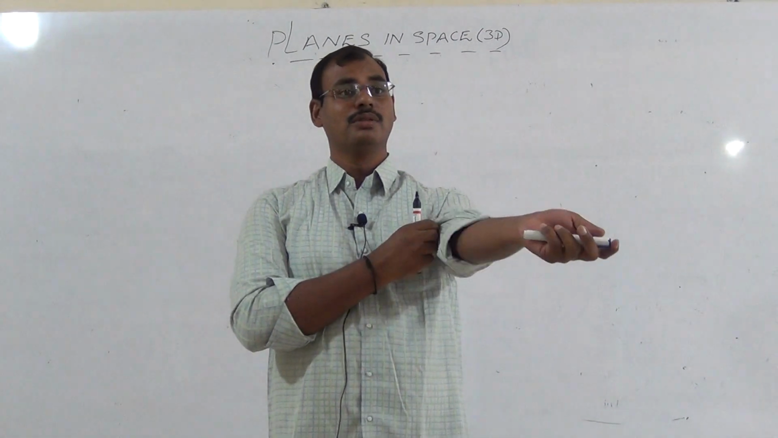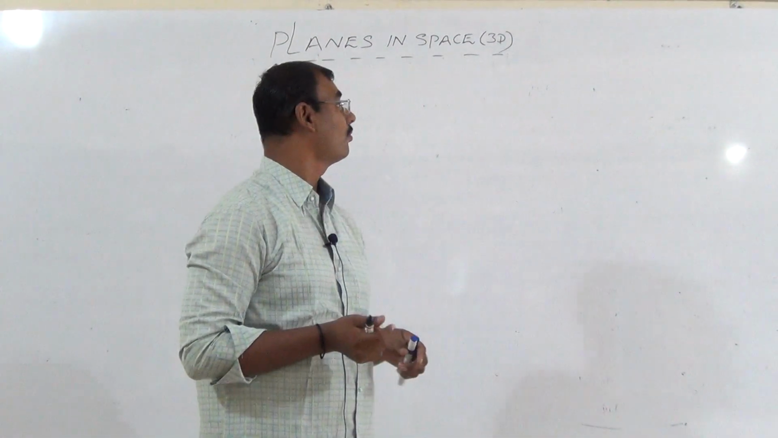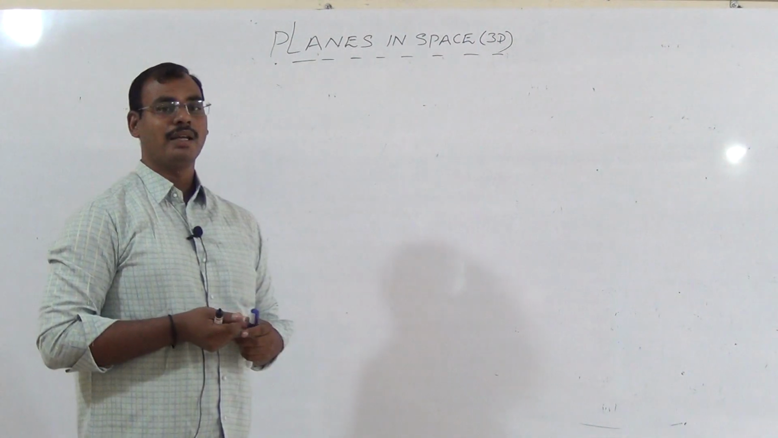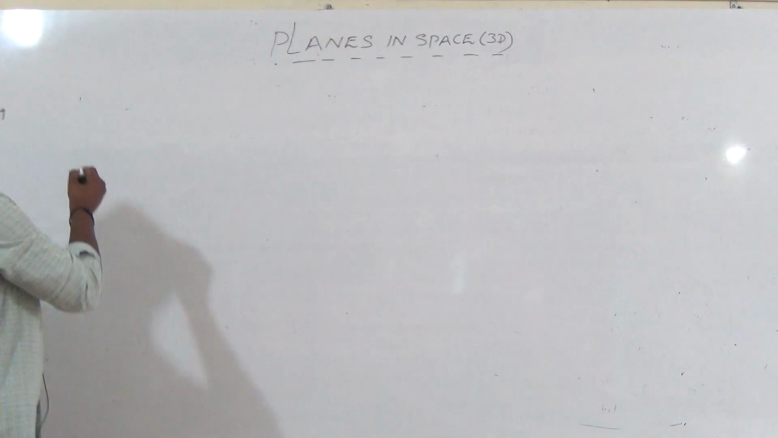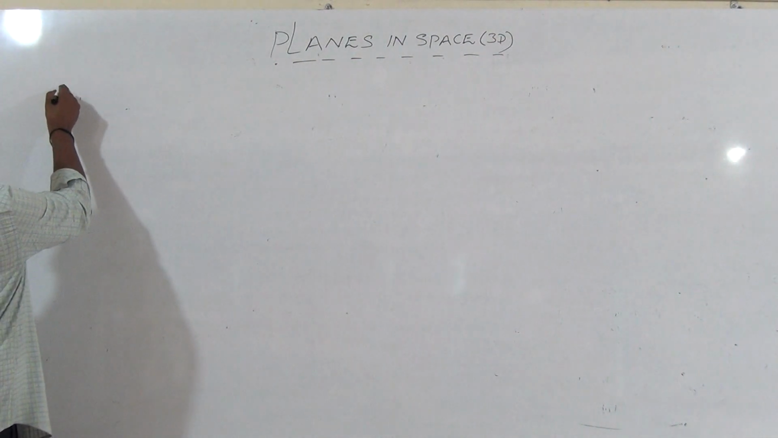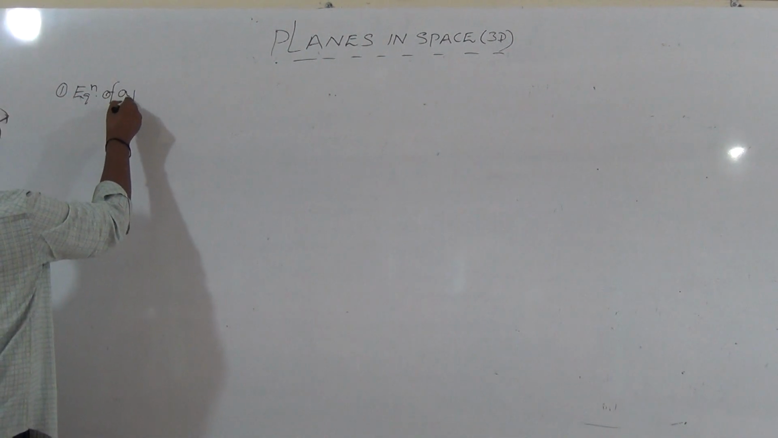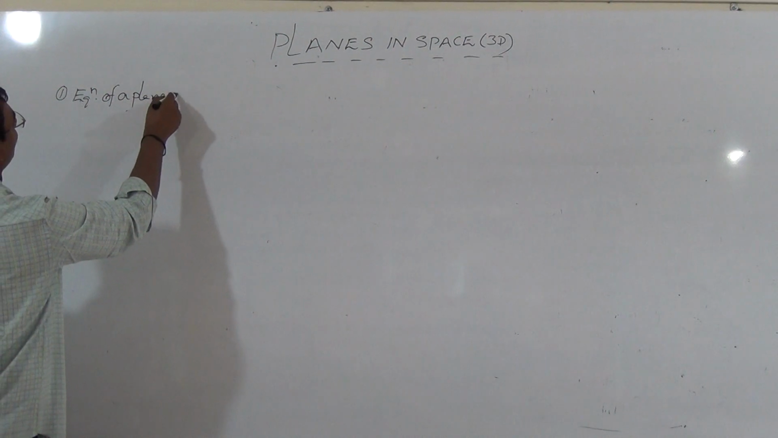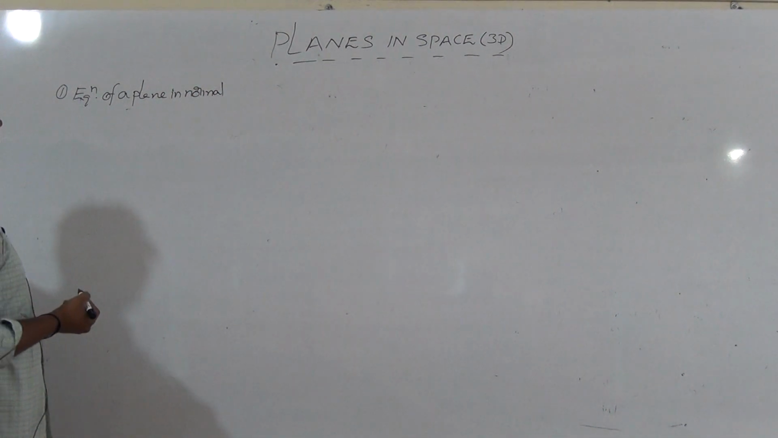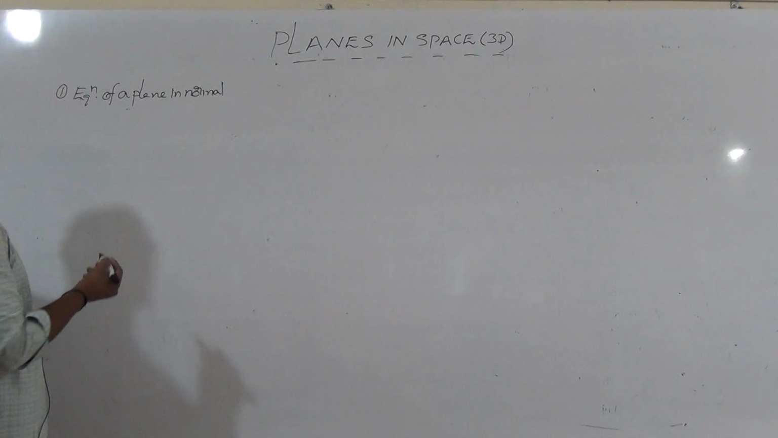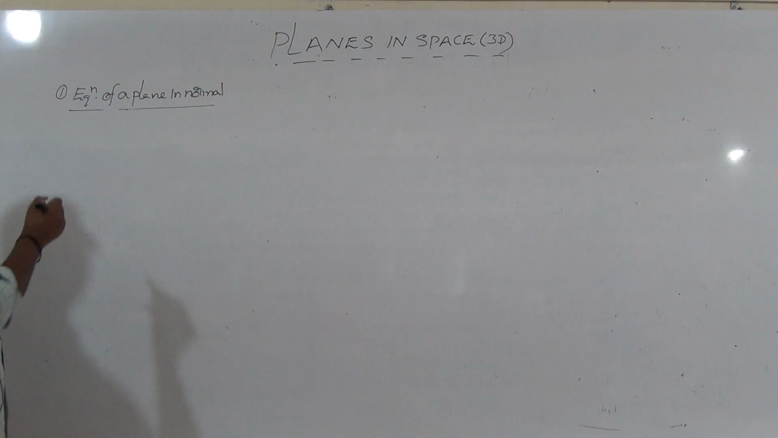Today we are going to study planes in space, three-dimensional geometry. So how to find the equation of a plane in 3D? We have the plane equations. The concepts: first one, equation of a plane in normal form. We have different types of equations. The first equation is the equation of a plane in normal form.